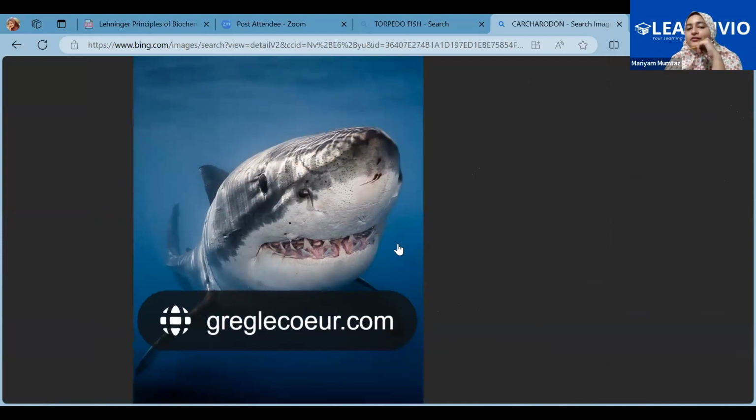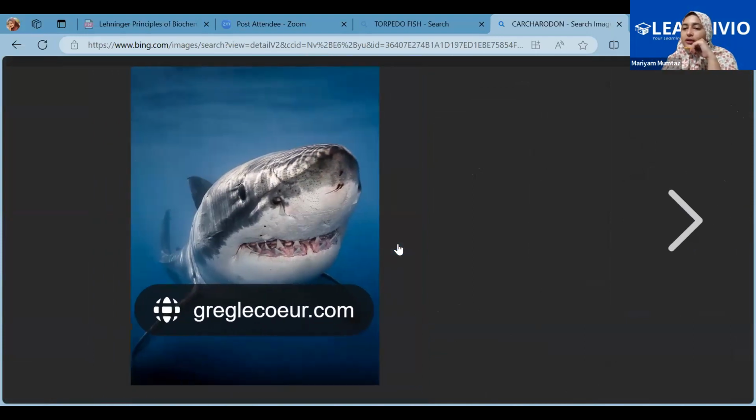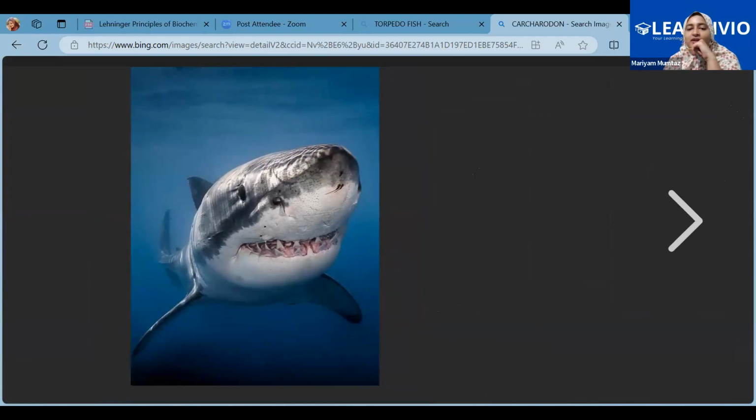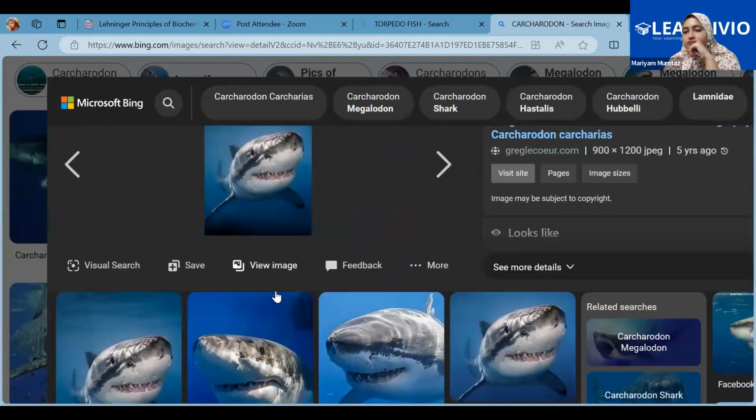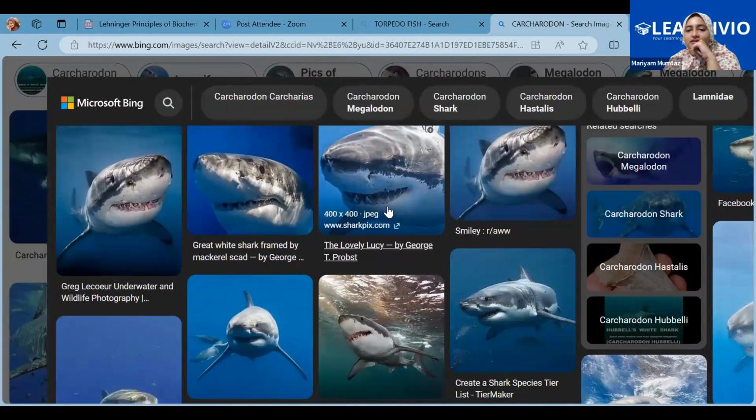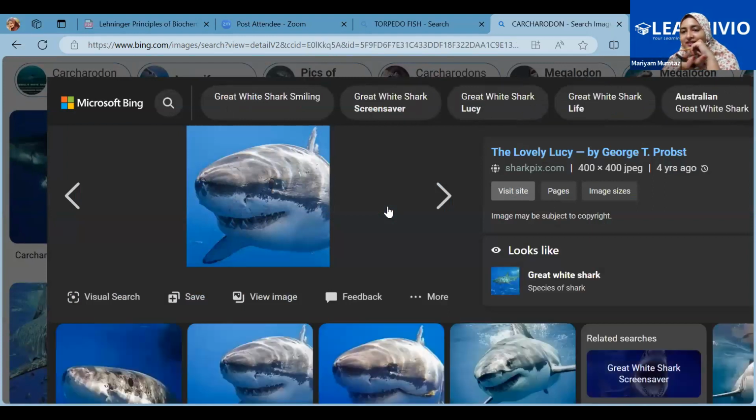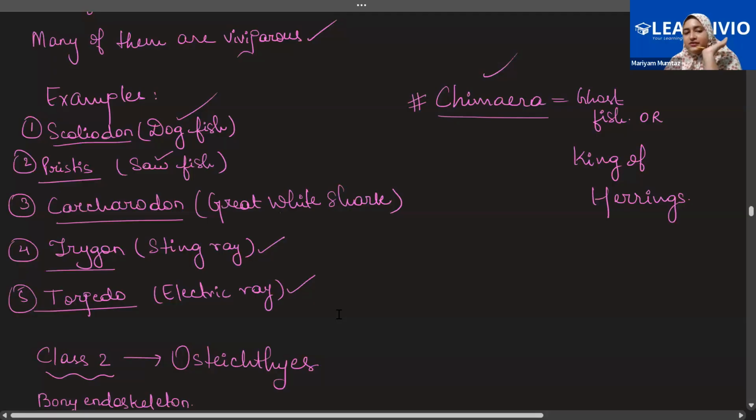And how many of you have seen real fishes, the normal aquarium fishes? Does anyone have any aquarium in their homes? No. Yes, Anna? Ma'am, is Catla also chondrichthyes? No, it's not. We'll talk about it. Catla is an osteichthyes.